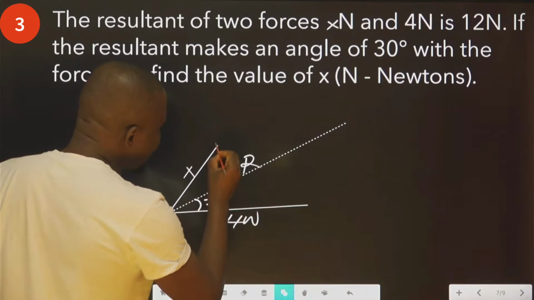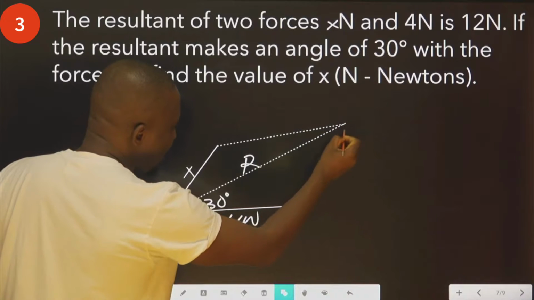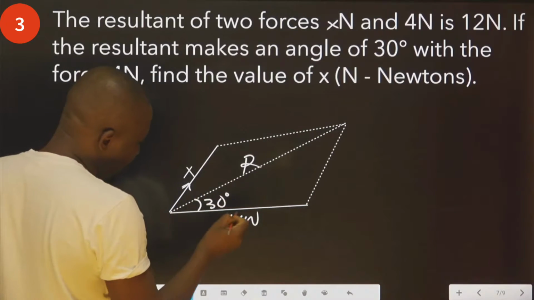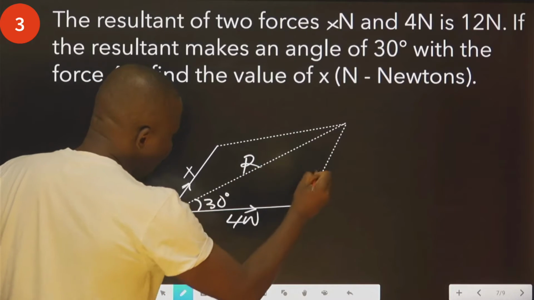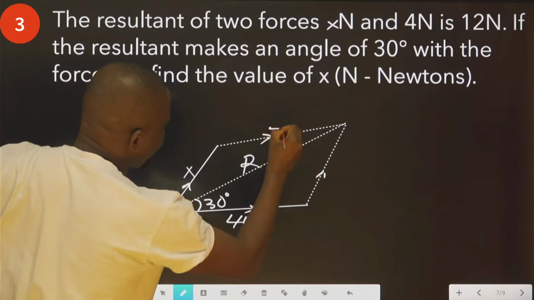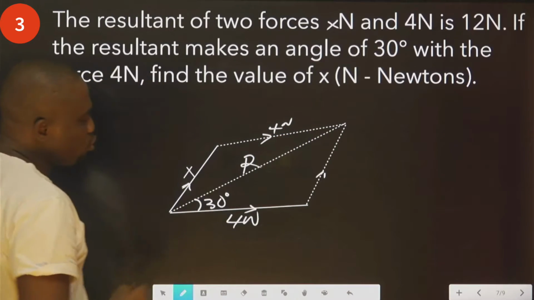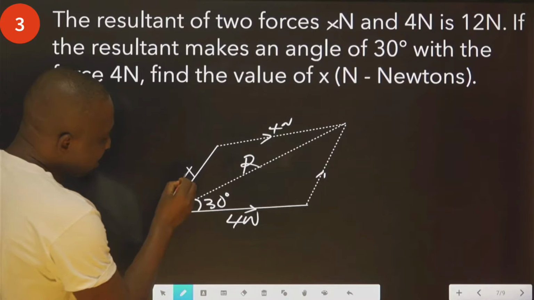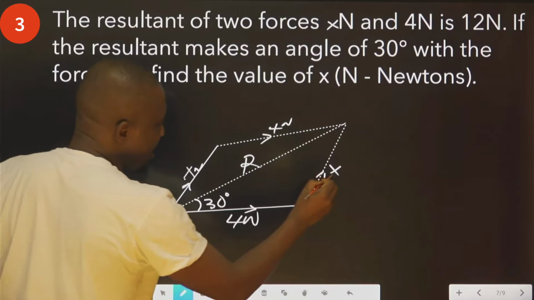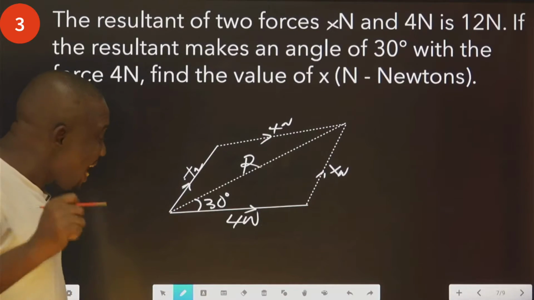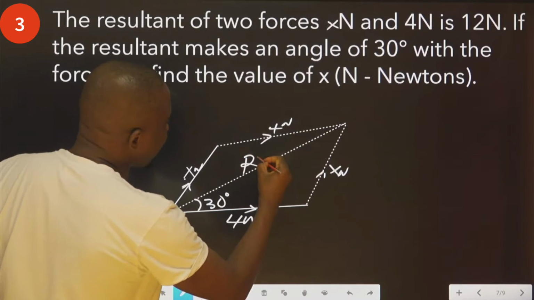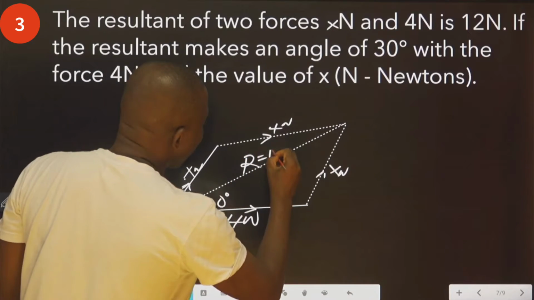a parallel line to this, touching here, another parallel line to this, touching here, okay? So therefore, this and this are having the same direction, these two are having the same direction. This is also 4 Newton, okay? So what I'm going to do now is to write S here as well, because S is here, S is here. That is S Newton, S Newton. So the next thing now is to find X. We already know this. We know that this is equal to 12 Newton.